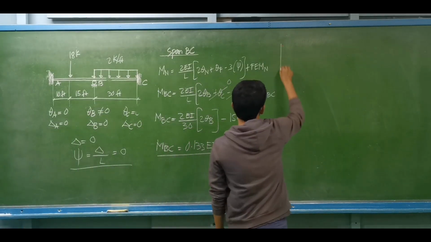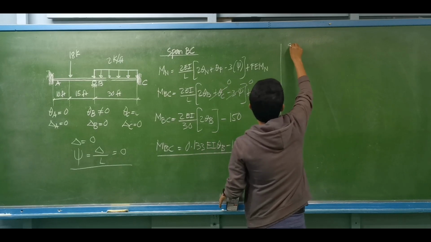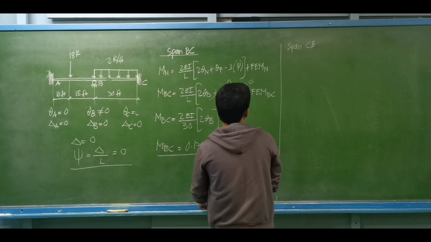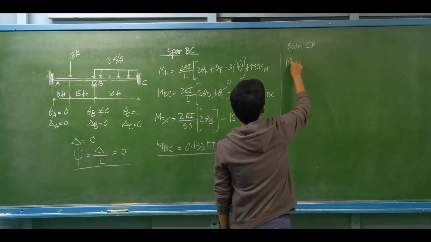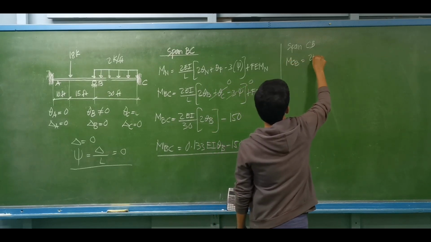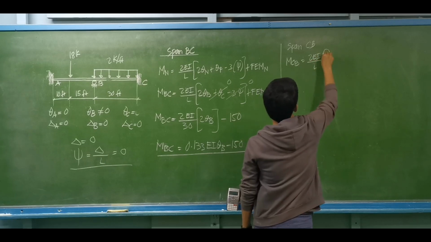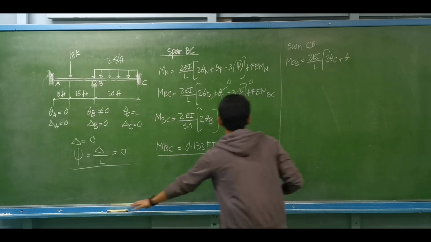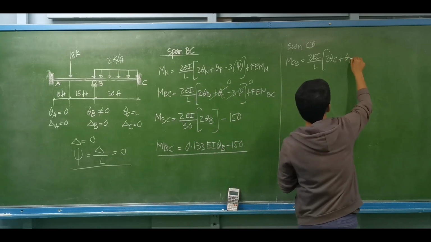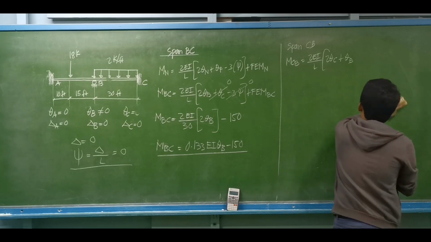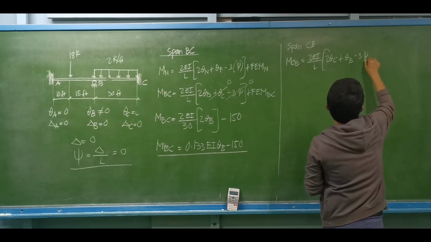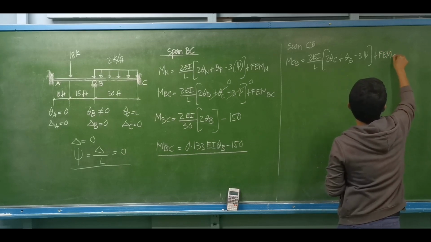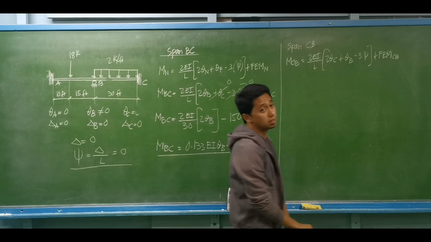Then for the next span, let's say span CB. That is the moment for span CB is equal to 2EI divided by the length, multiplied by twice your near point theta C, plus the rotation of your far point, that is point B, minus 3 times the psi, plus the fixed end moment. This is for span CB.